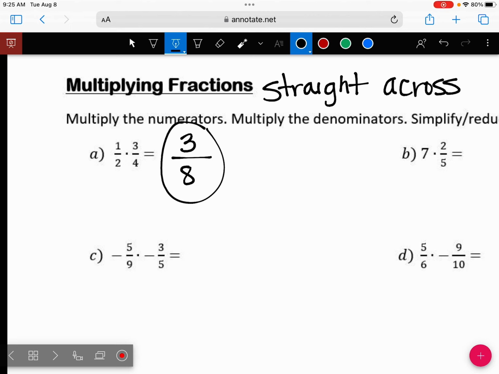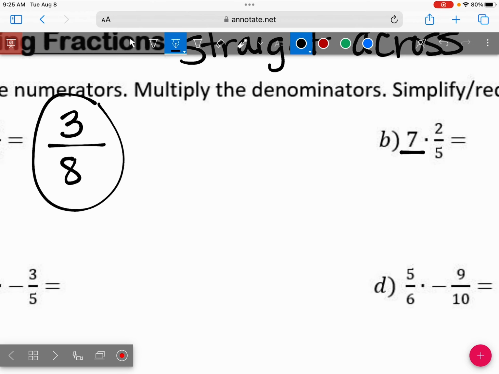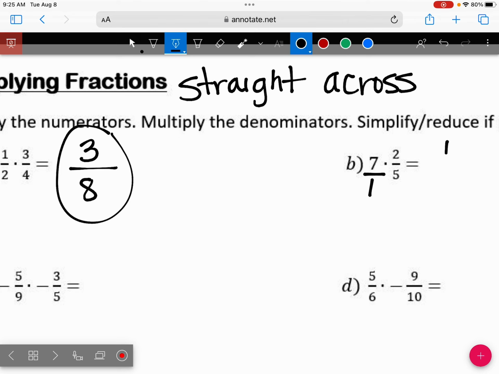For question B, what is the denominator to the 7? A 1. So can you write that as 7/1? Now go straight across. 7 times 2 is... And 1 times 5 is, that's your answer.